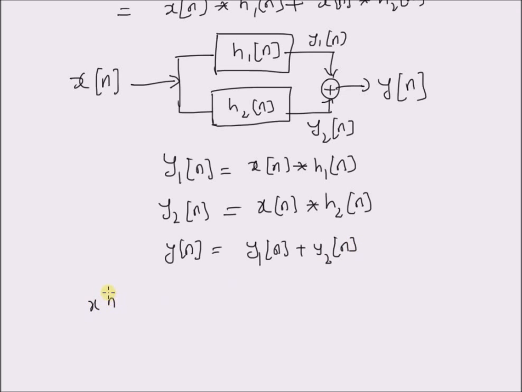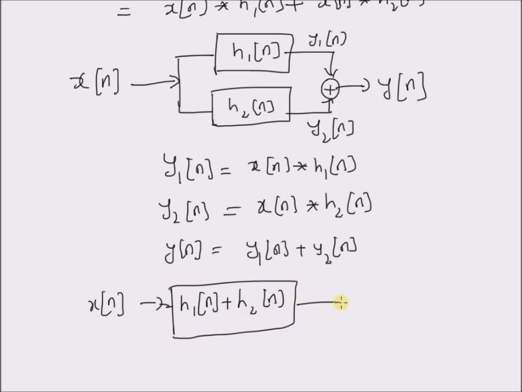And the main advantage of the distributive property is that the parallel system can be replaced by a single block, that is h1 of n plus h2 of n. That gives the output y of n. So two individual blocks h1 of n and h2 of n that are basically processing an input x of n in parallel can be replaced by a single block that has an impulse response equal to the sum of the individual impulse responses.